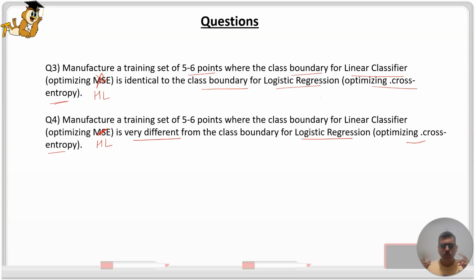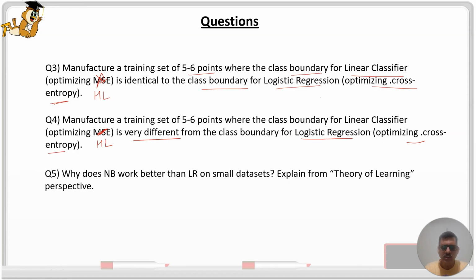So the purpose of question 3 and question 4 is for you to think about how the placement of training data, how the training points move your class boundary in both of these cases. Linear classifier with HL as in hinge loss and logistic regression with cross entropy. That is the purpose of this exercise.